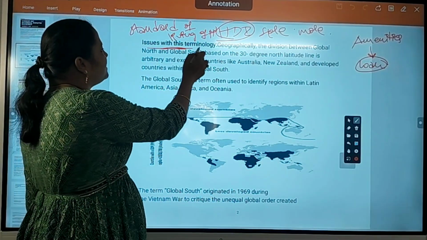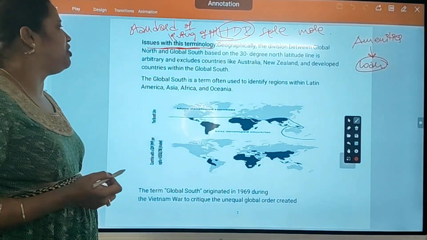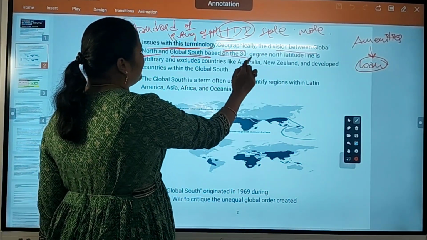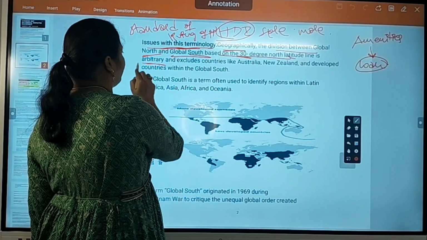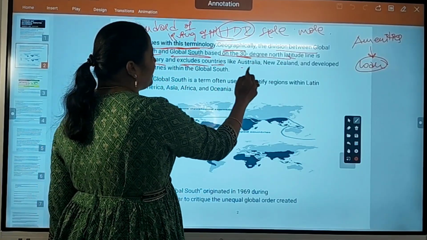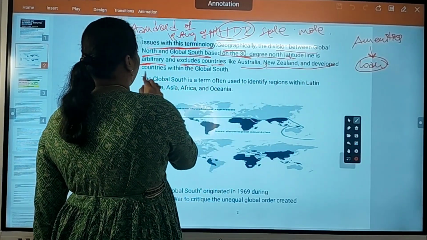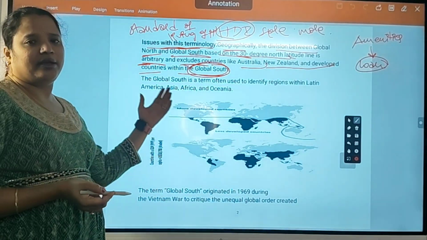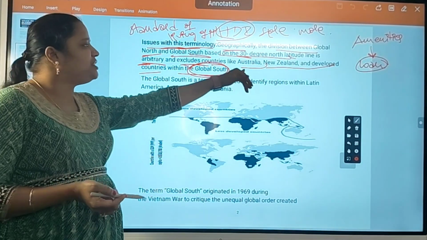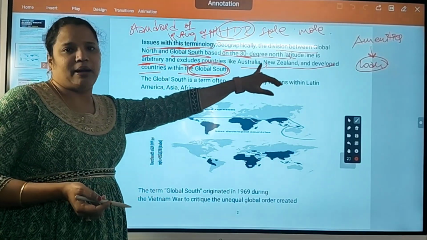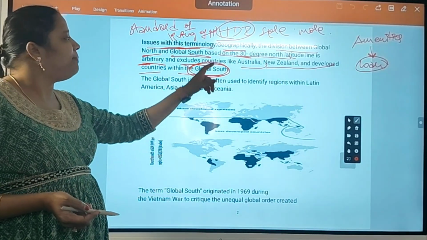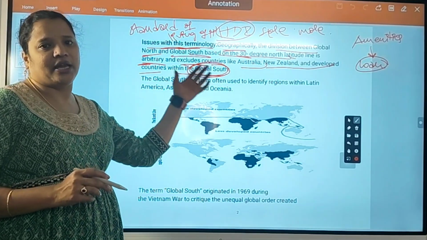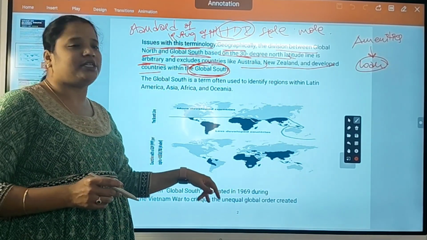So, issues with this terminology. What is the problem with this terminology? Geographically, the division between Global North and Global South based on 30° north latitude is arbitrary and excludes countries like Australia and New Zealand, which are developed countries within the Global South. Even in the south, Australia and New Zealand are developed compared to other regions. But how are they termed Global South? That is the doubt here, because of the map also the confusion is coming.